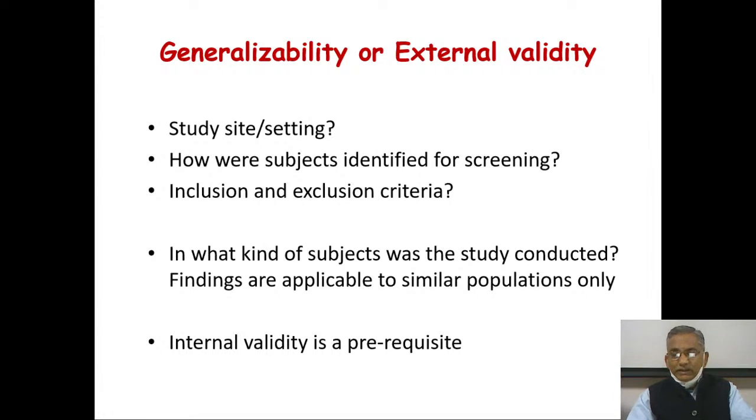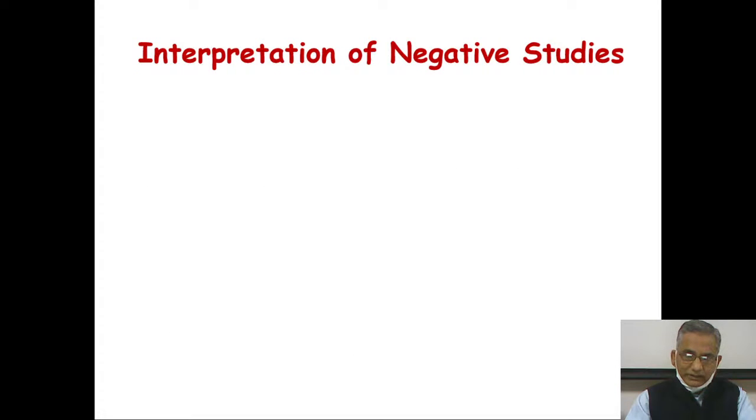So internal validity is a prerequisite. That means your result has to be true for the sample that you have studied. If your result is not true for the sample you have studied, then forget about generalizing results to the population. So internal validity is a prerequisite for this, for a clinical trial.